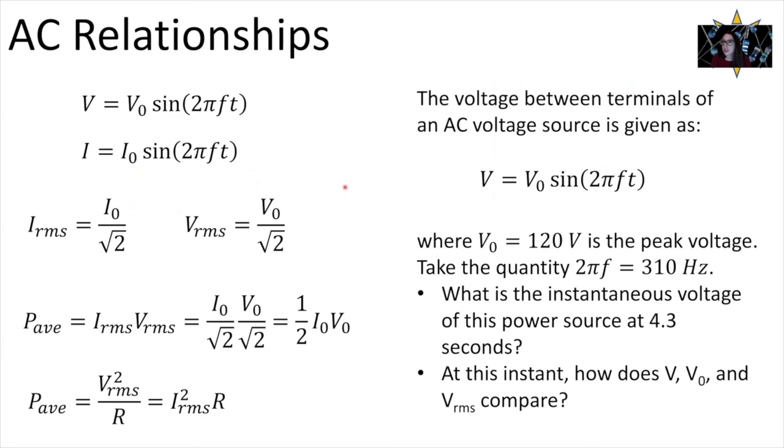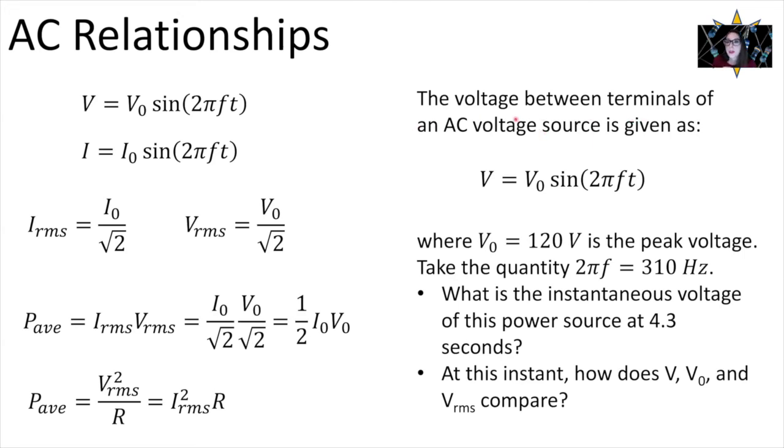So we have all of these relationships for our alternating current circuits. We have the instantaneous voltage and instantaneous current. We have our RMS current and our RMS voltage, and we have all of these different ways to calculate the average power. The average power is also the same as V squared over R, where that V is the RMS potential. It's also equal to I squared R, where that current is the RMS current. With these relationships, we're going to find the voltage between terminals of an AC voltage source.